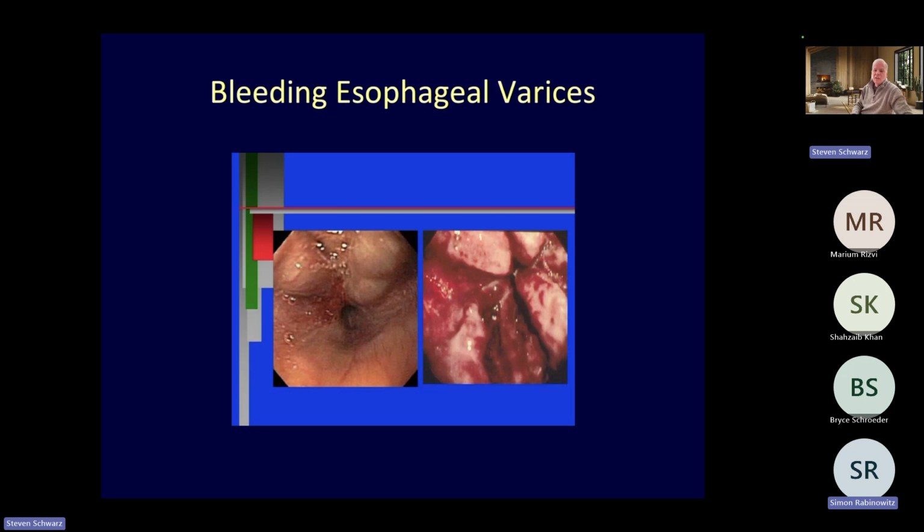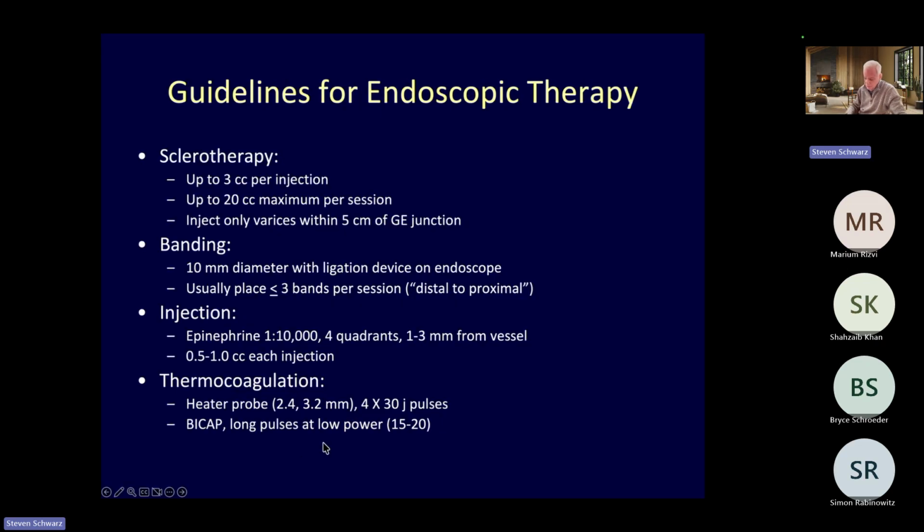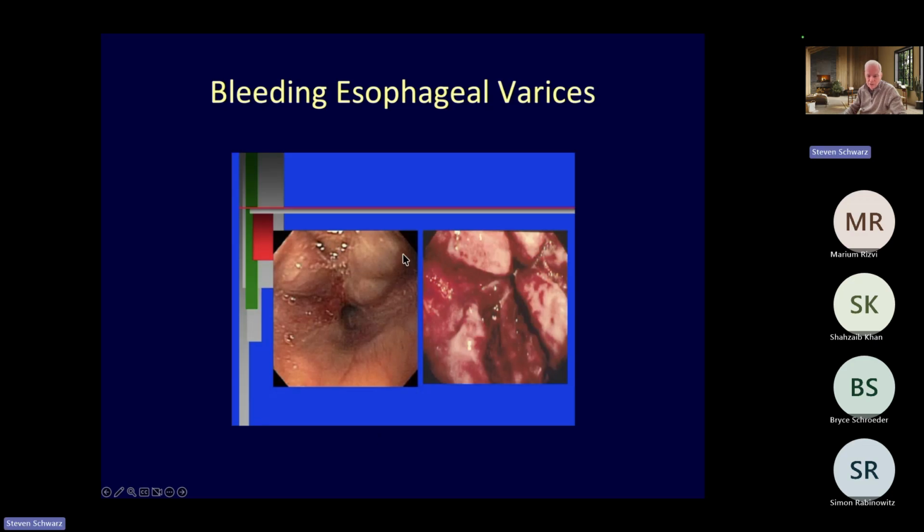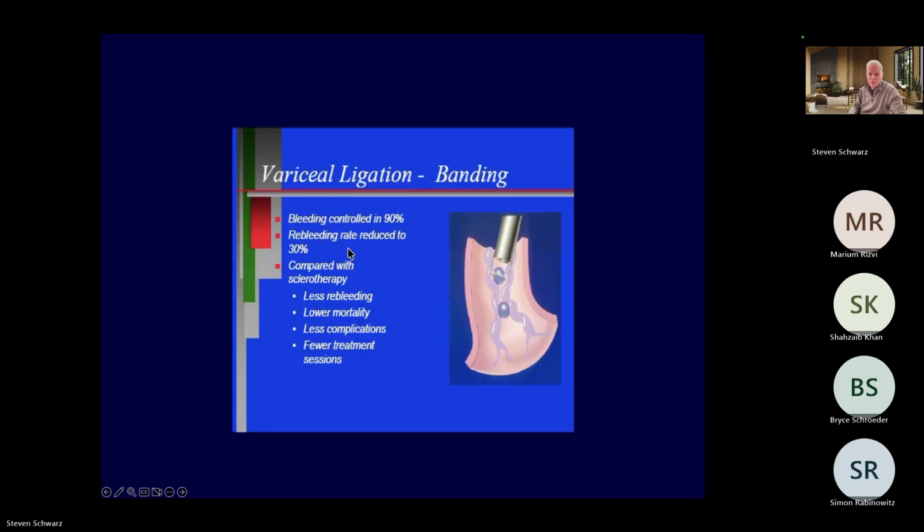So, all right, this is varices to the left and varices to the right. This is why you want to clear the blood, because on the right, you can't really tell what's going on. On the left, the varices are clearly evident to you. And so for variceal bleeding, banding has supplanted all other forms of therapy. Bleeding is controlled in 90% with a relatively low rebleeding rate and much better than sclerotherapy.